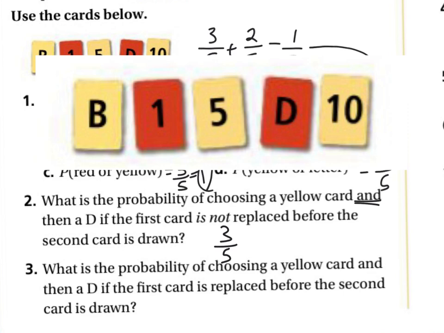And then a D. And again, we're not replacing this card. So we picked a yellow card, now we're going to try and get a D. So if you want to, for this part, just imagine you picked one of the yellow cards. If you want to cross it out, you can. And then think about from that point the chance of picking a D. So a D, we've got 1 out of 4 that are left. And then we can multiply that together. So that would be a 3 out of 20 chance.